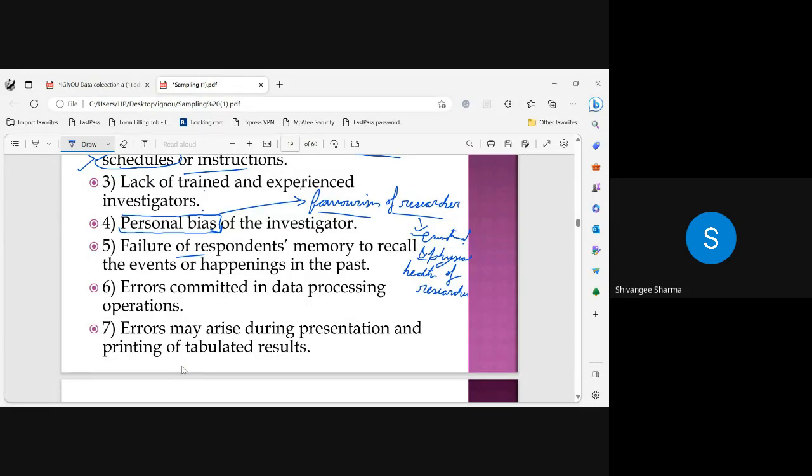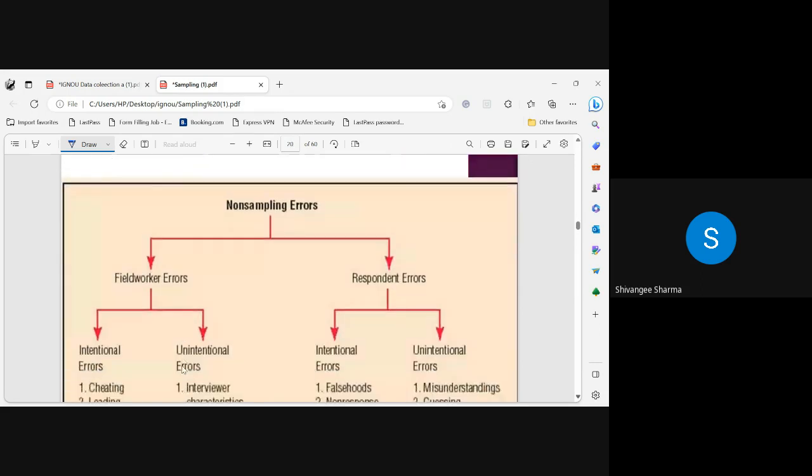Next is failure of respondents' memory to recall the events or happenings in the past, where respondents take less interest, or they think, why should I fill this questionnaire, why should I do this. I don't recall the past things which have happened, right? So that is failure of respondents' memory to recall. And errors committed in data processing operations. When you use data processing operations, some errors can occur, like deletion of particular data or something like that, and errors during presentation and printing of tabulated results. So these were the non-sampling errors.